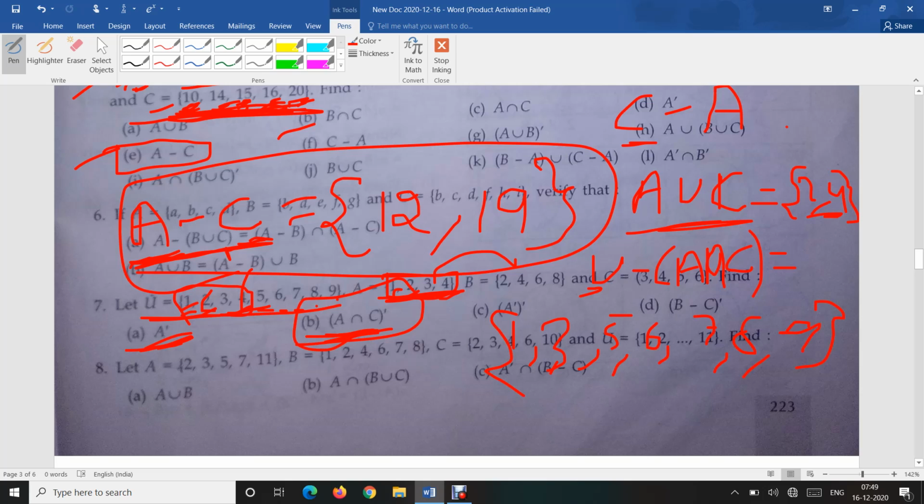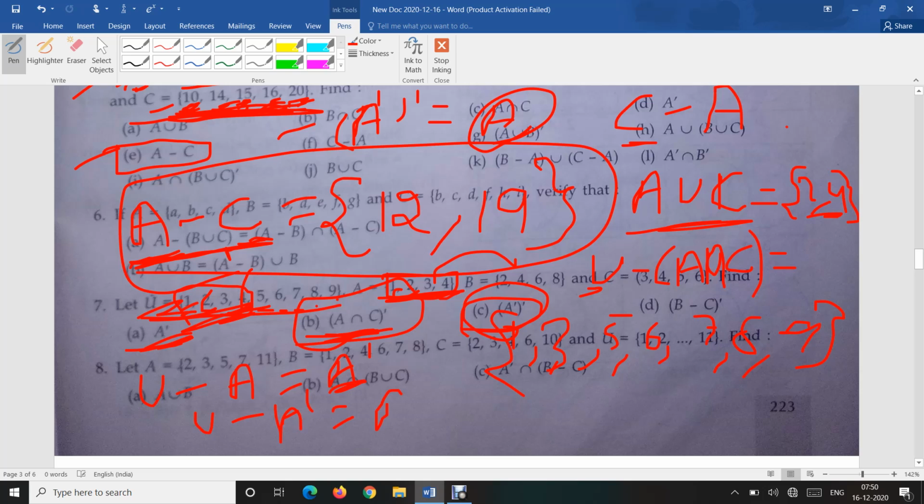Now if you want to find the complement of A complement, the result is always equal to set A. If you do U minus A, then you will find A complement. Then again if you subtract A complement from the universal set, you will get the set A back.